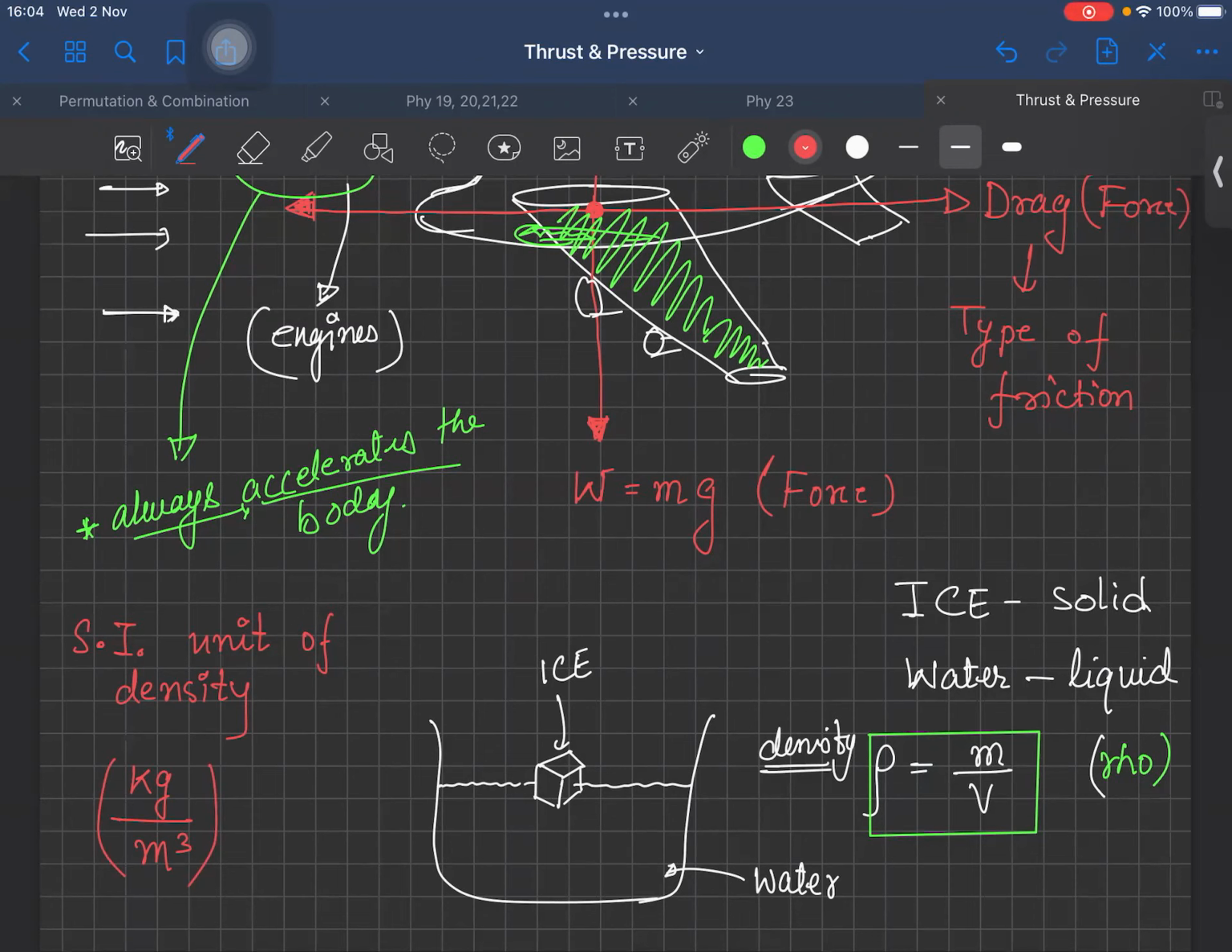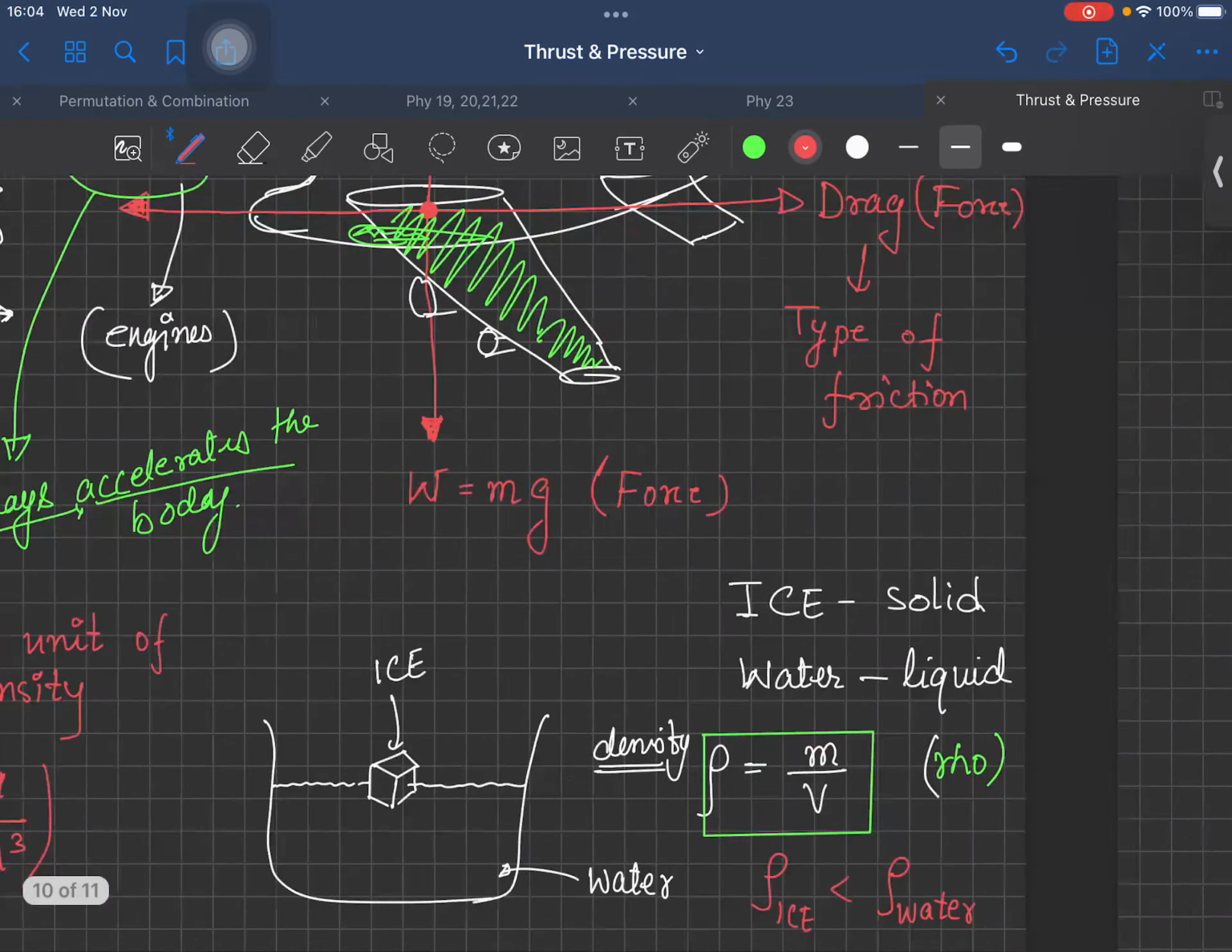Okay, so in this case, the density of ice is less as compared to density of water. Okay, that's why ice will always float on water. The ice is not tightly packed. Although it is a solid, the molecules are a little farther away from each other as compared to that of water. That's why ice will always float on water.